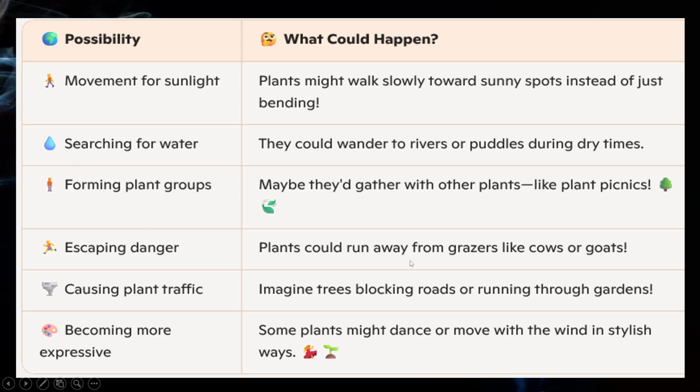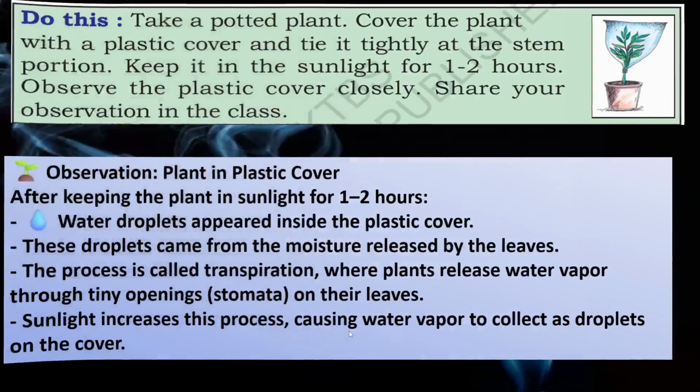Escaping danger. Plants could run away from grazers like cows and goats, causing plant traffic. Imagine trees blocking roads and running through the gardens, becoming more expressive. Some plants might dance and move with the wind in a stylish way.